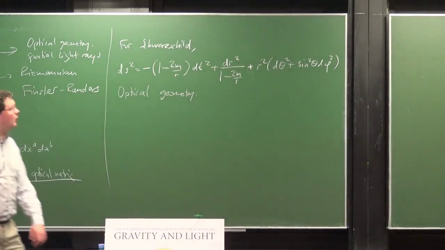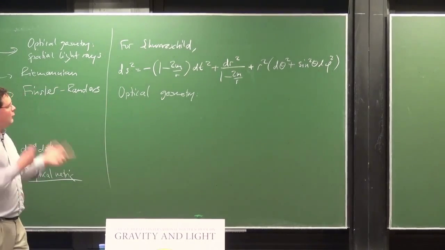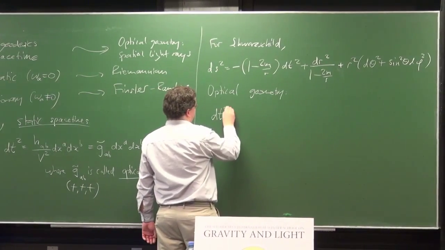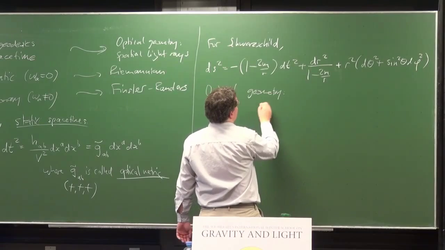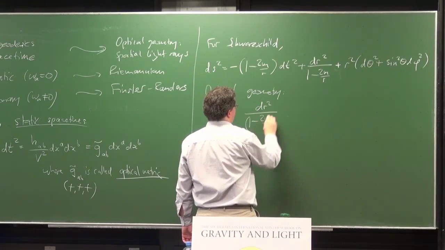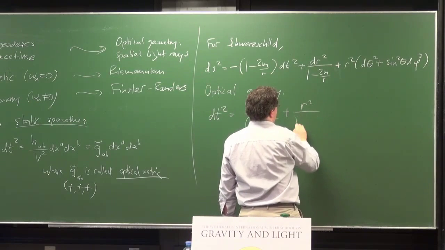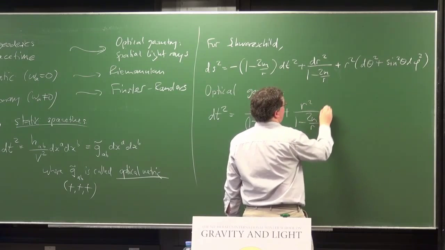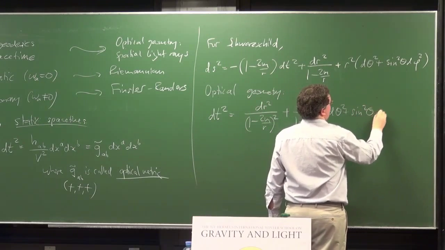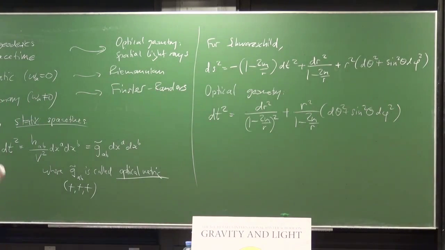Well, we do the same thing as before. We're looking for null geodesics in space-time, ds squared equal to 0. We rearrange for t, if you like. So you can immediately see dt squared is dr squared over (1 minus 2m over r) squared, plus r squared divided by 1 minus 2m over r, times the round metric on S2, in Schwarzschild coordinates.